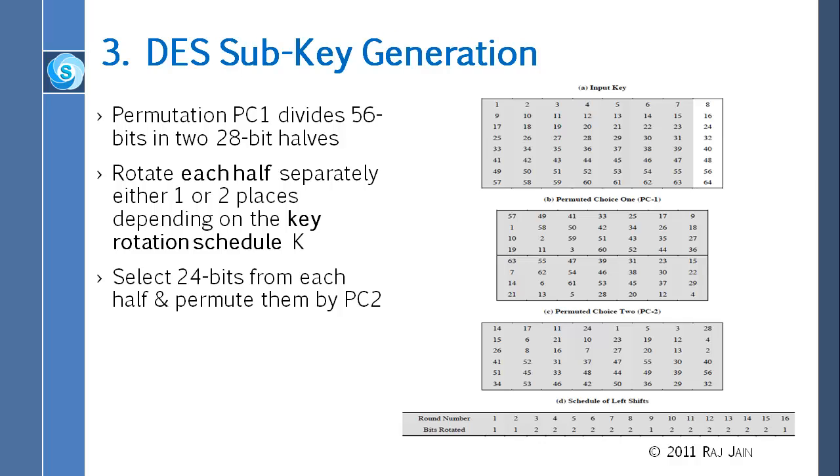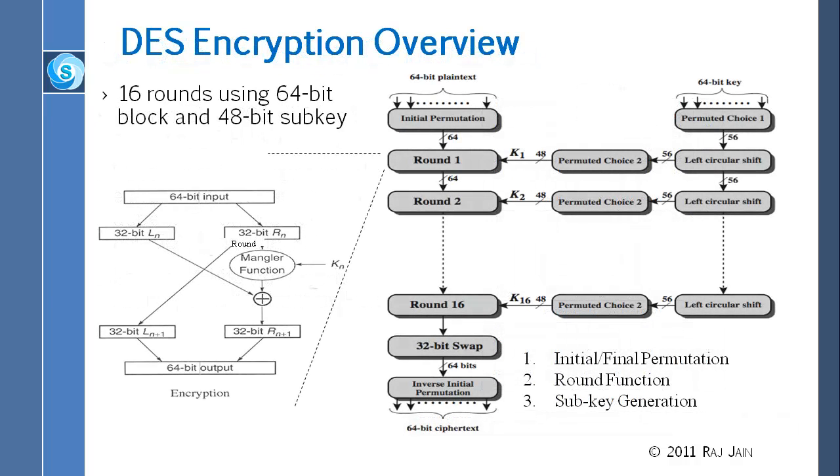And that is also specified: in the first round you rotate by 1 bit, second round by 1 bit, third round by 2 bits, fourth round by 2 bits, and so on. So you take that number and rotate by that many bits, take the first 24 bits, and then permute them. You see, it says permuted choice 2, and this is permuted choice 1. So this permutation is used only in the beginning, and this is used in every round.